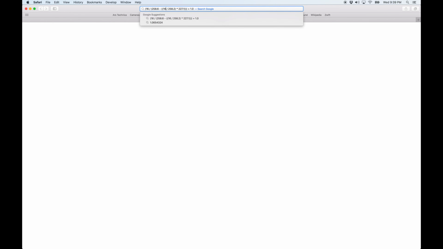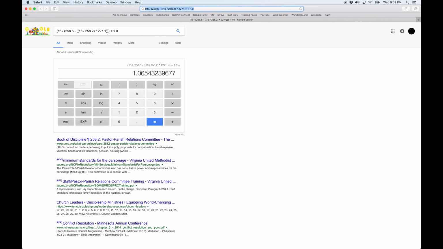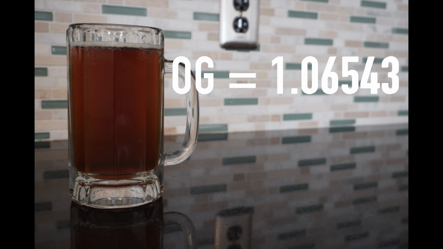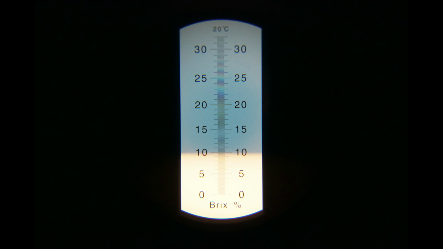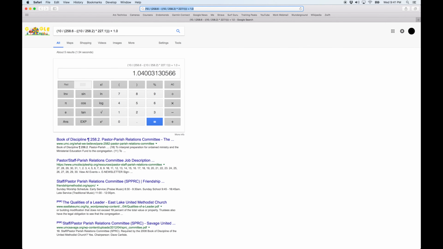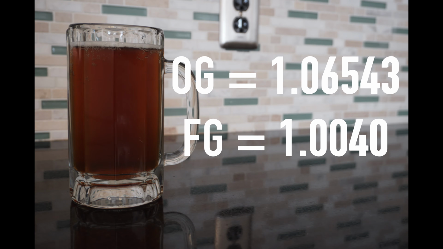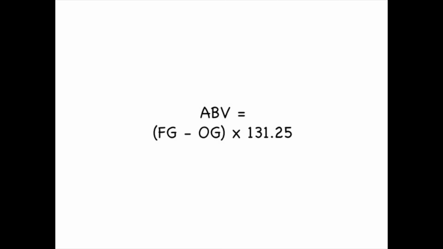Let's work these equations for my most recent brew. I'll have Google do the arithmetic for us. Measuring with the refractometer, I got 16-point-something degrees Brix before fermentation, so that gives me an original gravity of 1.0654323 something. After fermentation, I got a Brix reading of approximately 10. Doing some more arithmetic gives me a final gravity of 1.0400313. Now that we have our original and final gravity numbers, just plug them into the ABV formula.